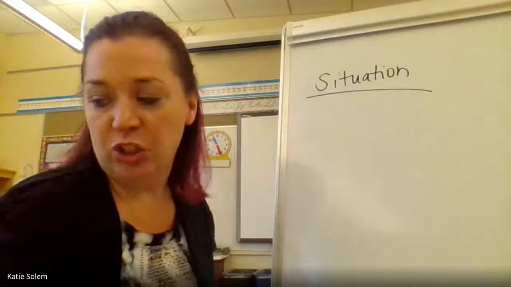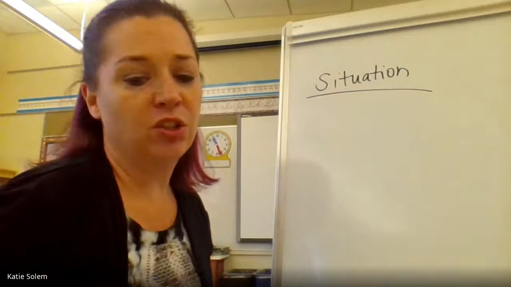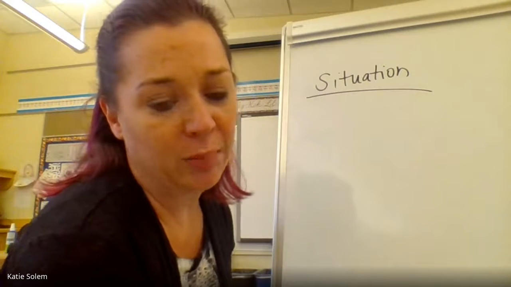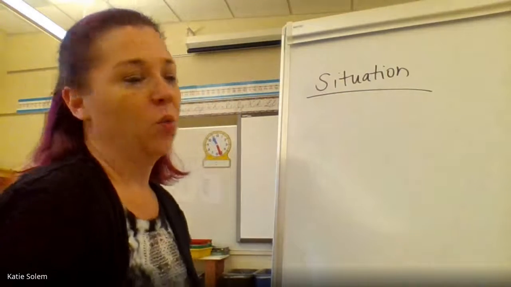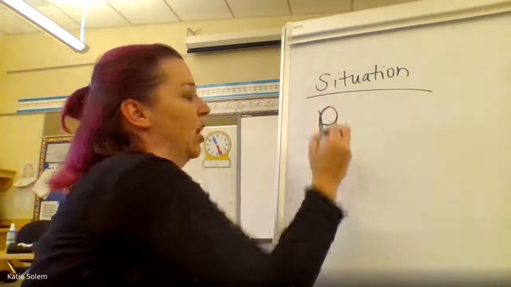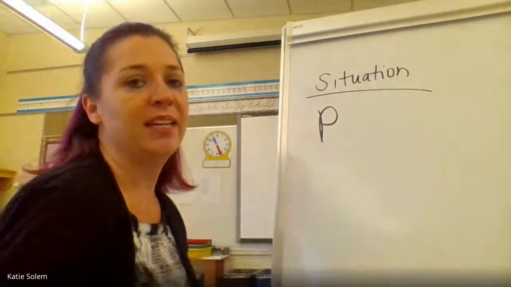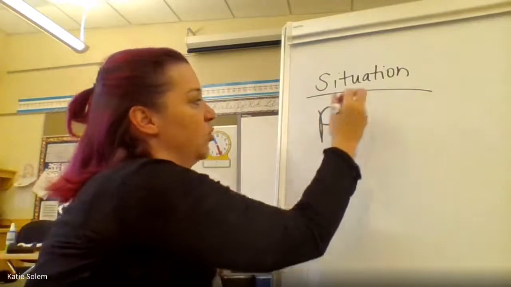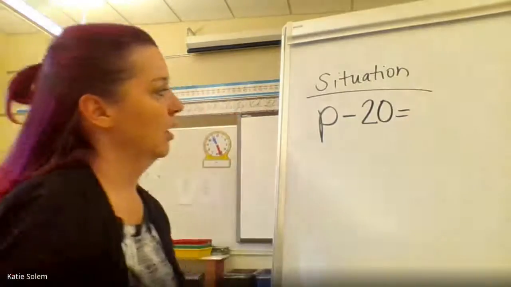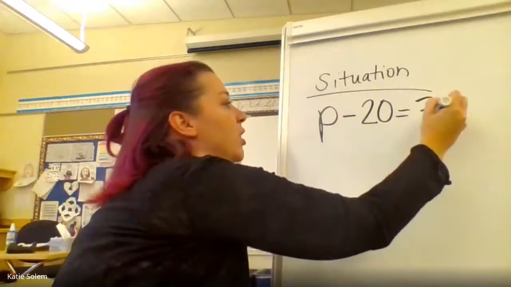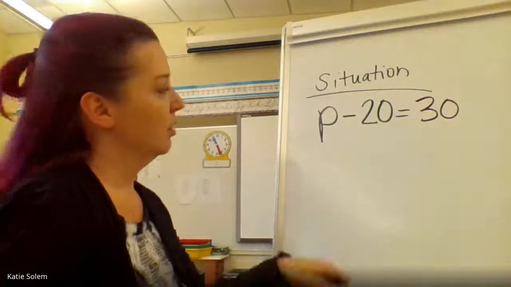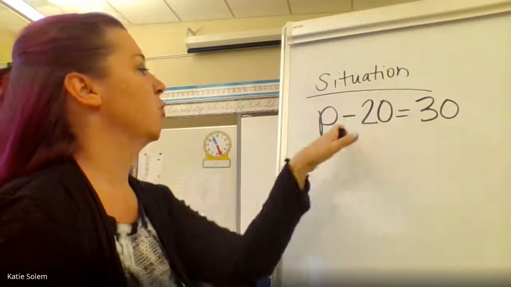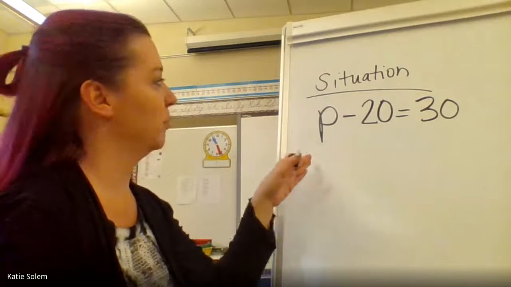At the park, some children were playing. Then 20 children had to go home. Now 30 children are left. How many children were at the park first? So let's think about that. We don't know how many kids were at the park to start with, but there was a certain amount of kids at the park. I'm going to use P to describe kids at the park. Then 20 of them went home. So we're going to take 20 away from that. After those 20 went home, there were still 30 kids left. So there was a certain amount of kids, 20 went home, and there are 30 left.